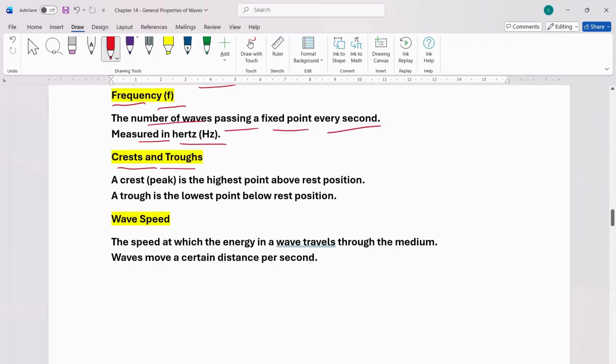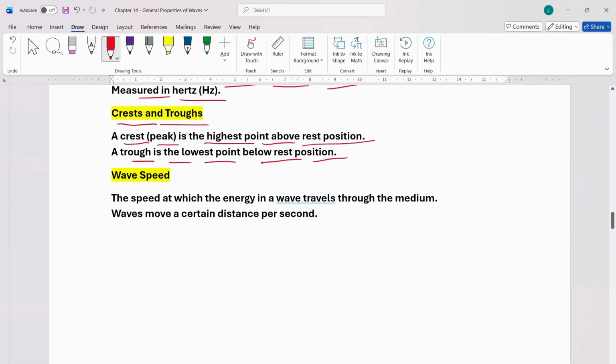Now, let's talk about crests and troughs. A crest means a peak, the highest point above the rest position. A trough is the lowest point below the rest position. Wave speed is the speed at which energy in a wave travels through the medium. The wave moves a certain distance per second.